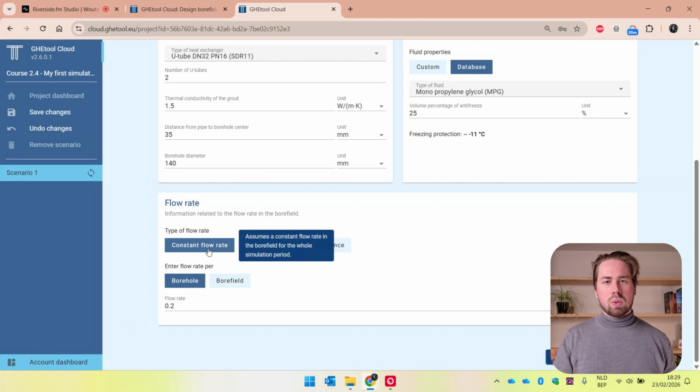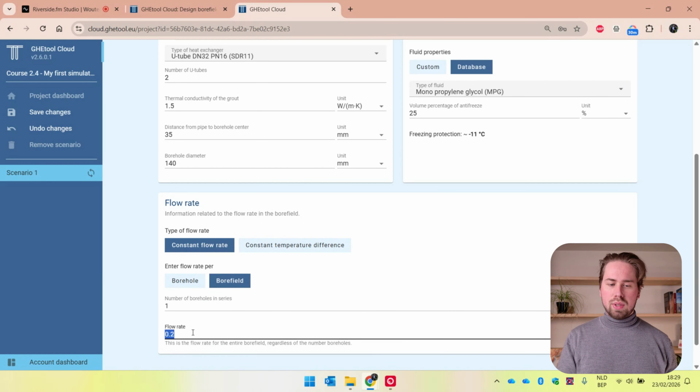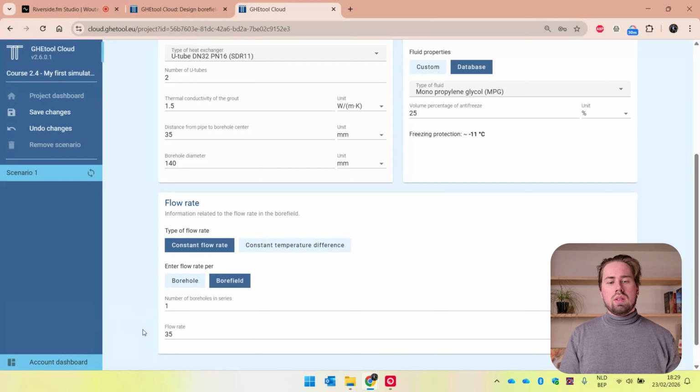And for the flow rate, we're going to work with a constant flow rate for the entire borefield, which was 35 liters per second. Now, just a couple of things here. Typically, our most common is to use a flow rate per borehole. Now, that also works, but the problem is that if you change the number of boreholes, you also need to update the flow rate for each borehole.